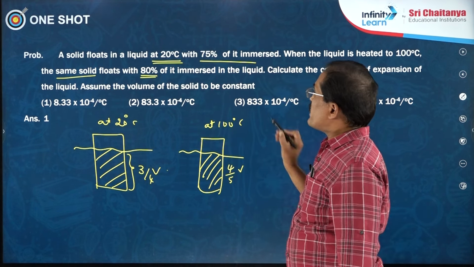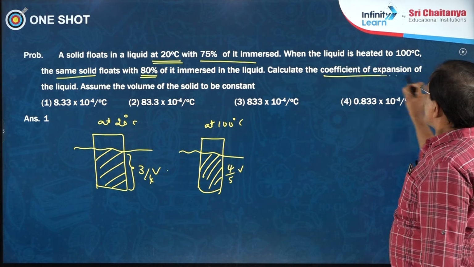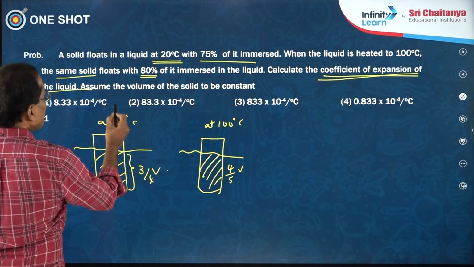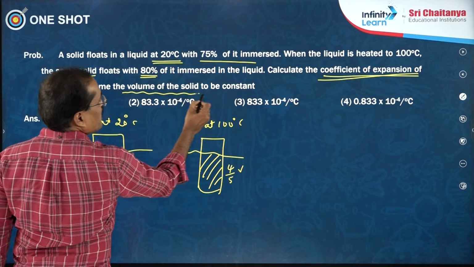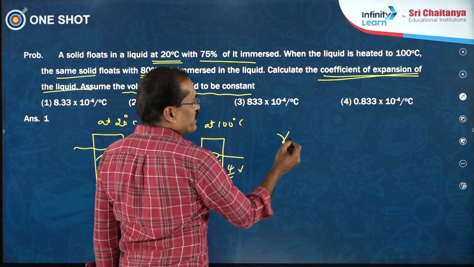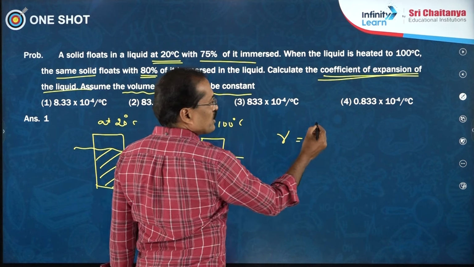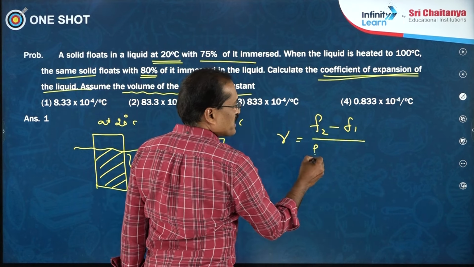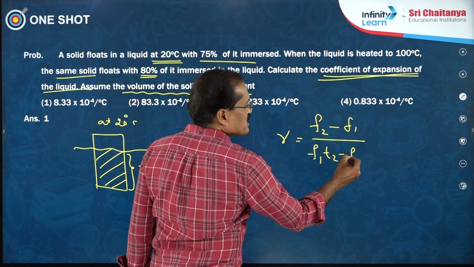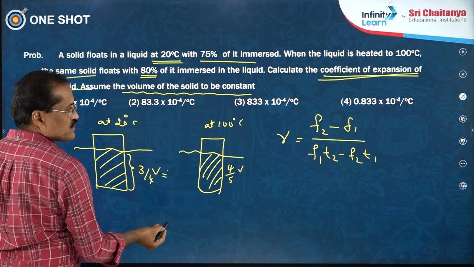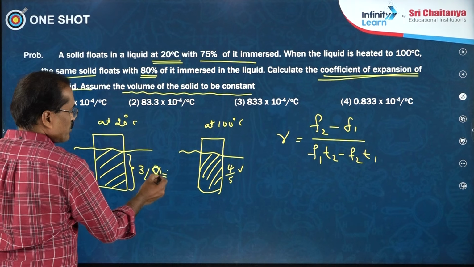Children, then the direct formula here: the coefficient of expansion of the liquid is asked. Clearly observe that here, the volume expansion of the solid is constant. In this case, just now I gave the formula: gamma is equal to the fraction immersed in the second case and first case, by F1 T2 minus F2 T1.